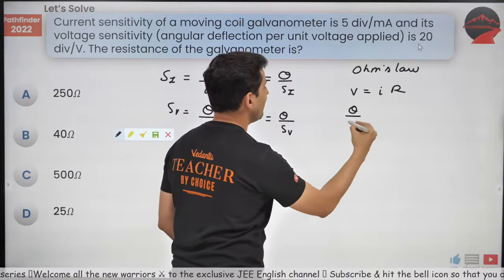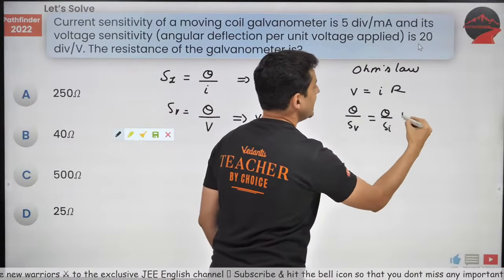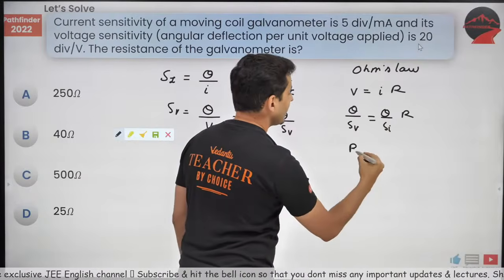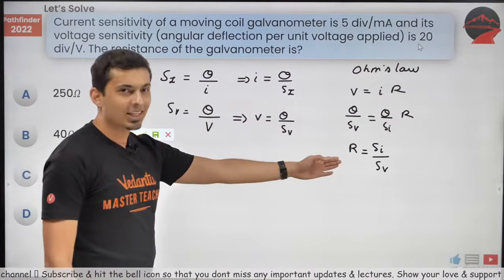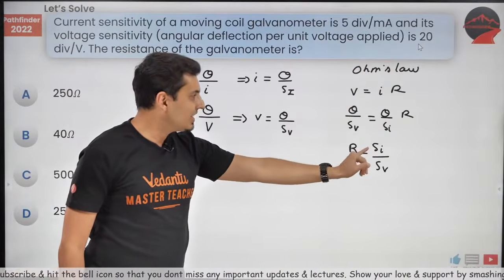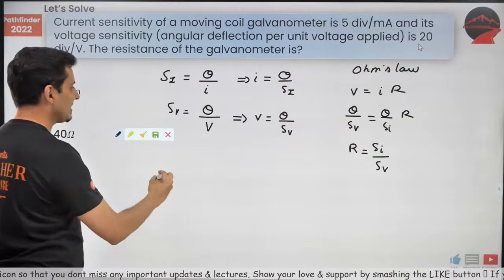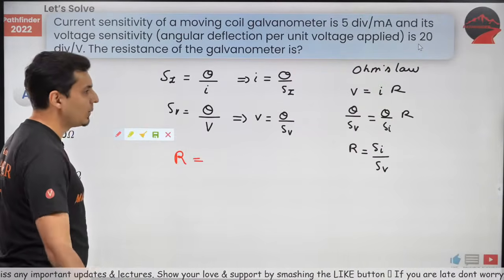Voltage will be theta by SV. Current will be theta by SI into R. Theta will get cancelled. So you will get resistance is SI by SV. That's it. You got the value of resistance as SI by SV. So it's current sensitivity by voltage sensitivity. So let's substitute all the values and see what we get.